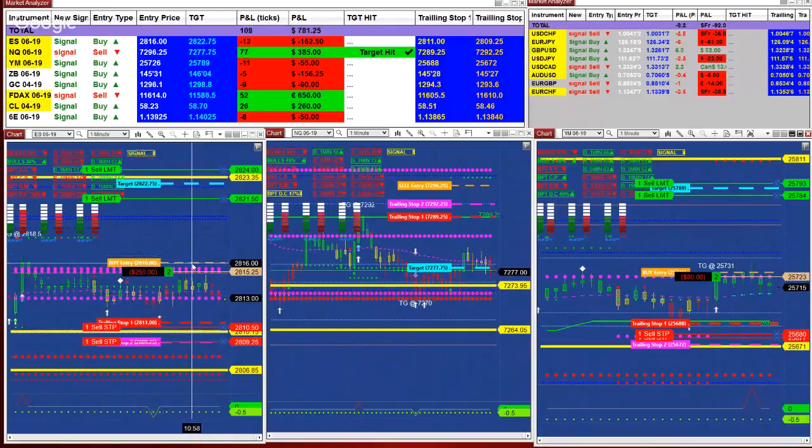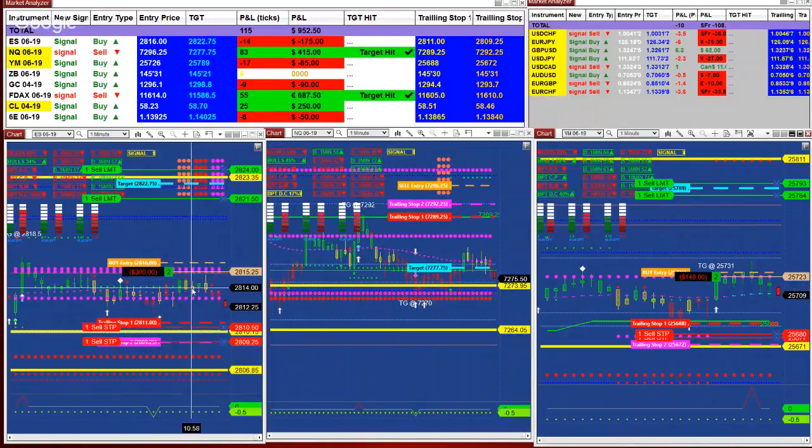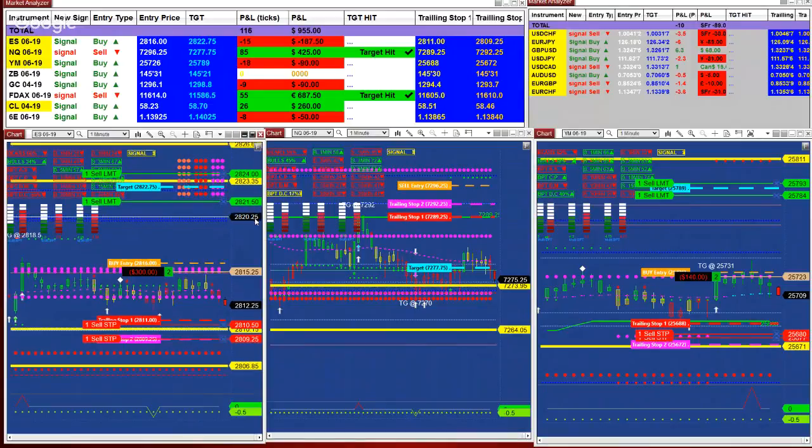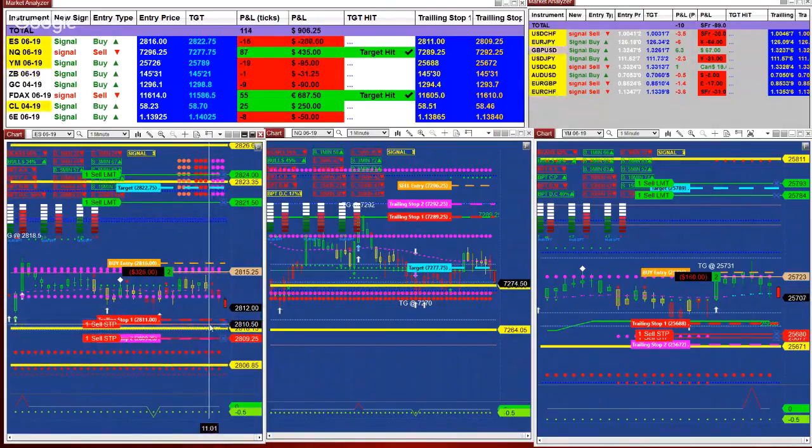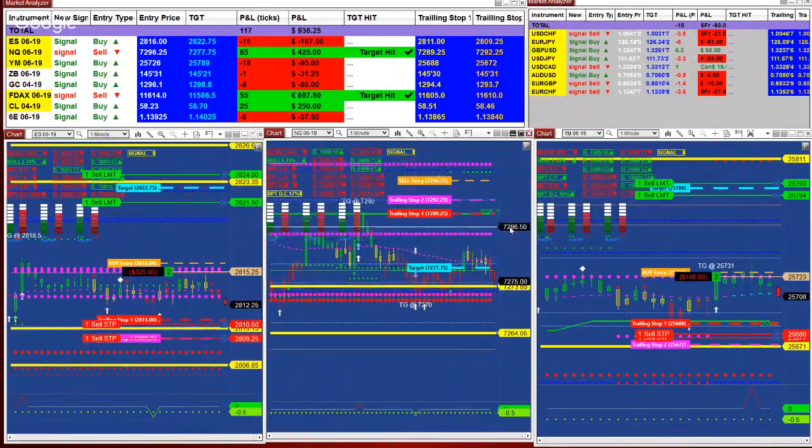We need to see those numbers cross the double resistance. When the market stays on a trade a very long time, it's not healthy. So let's see if this Nasdaq is going to break those areas one more time.